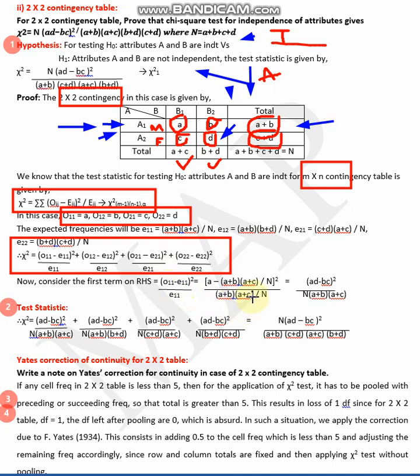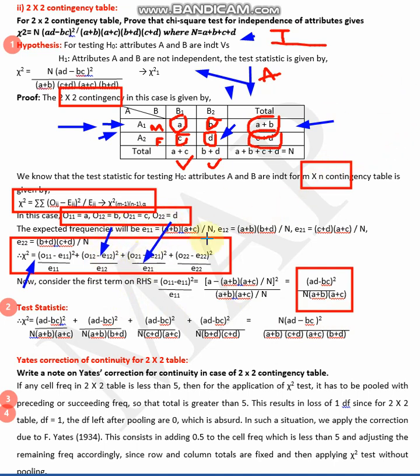We are getting this value as (AD minus BC) square divided by N into (A plus B) into (A plus C). So for the first value, that means O11 minus E11 square divided by E11, this value is nothing but (AD minus BC) square divided by N into (A plus B) into (A plus C). Likewise, we need to calculate the second value, the third value and the fourth value.